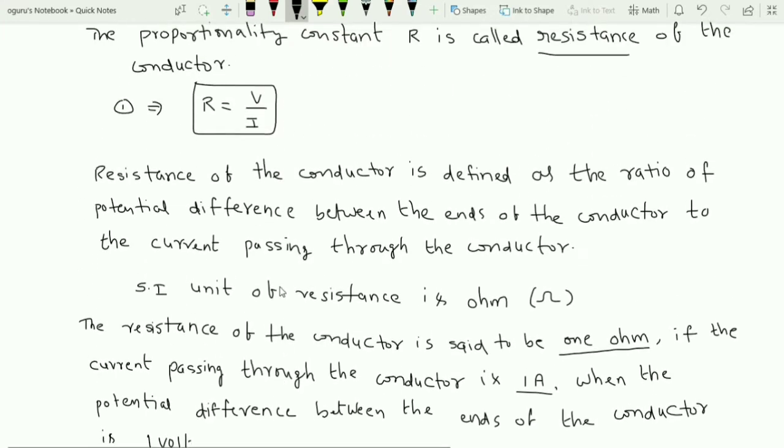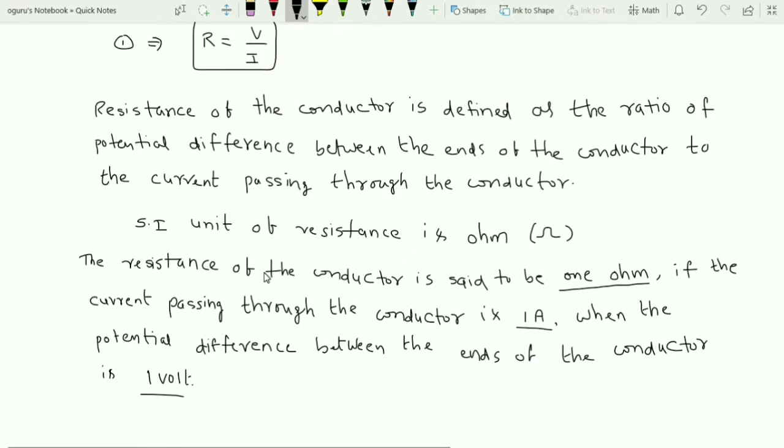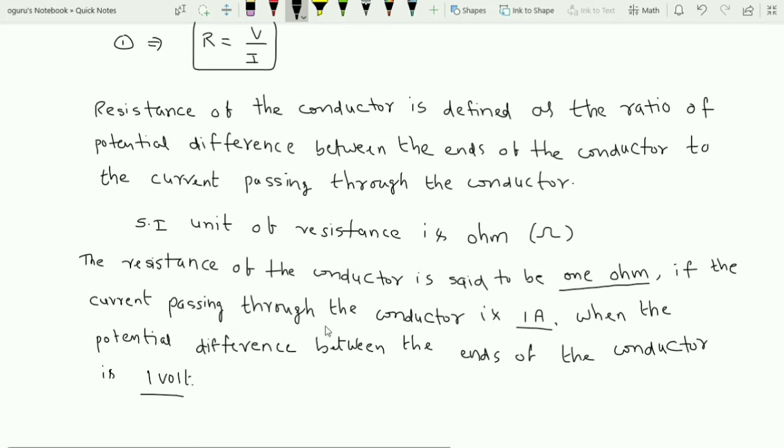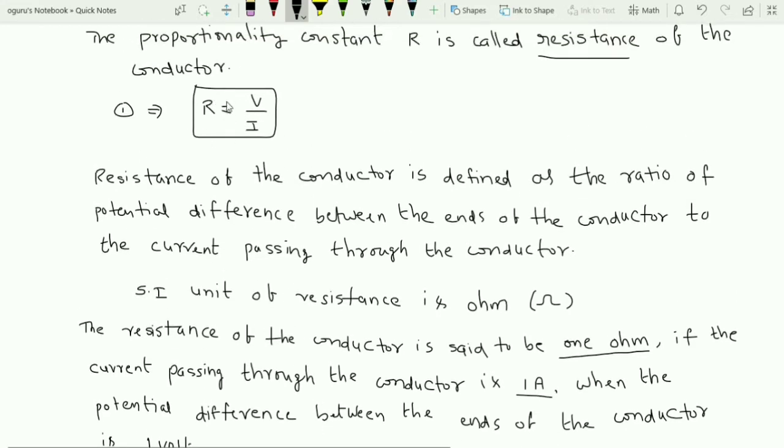Now the resistance of the conductor is said to be 1 ohm if the current passing through the conductor is 1 ampere when the potential difference between the ends of the conductor is 1 volt. So from this equation R is equal to V by I, R is 1 ohm if V is 1 volt and I is 1 ampere. From that, the resistance is said to be 1 ohm if the current passing through the conductor is 1 ampere when the potential difference between the ends of the conductor is 1 volt.